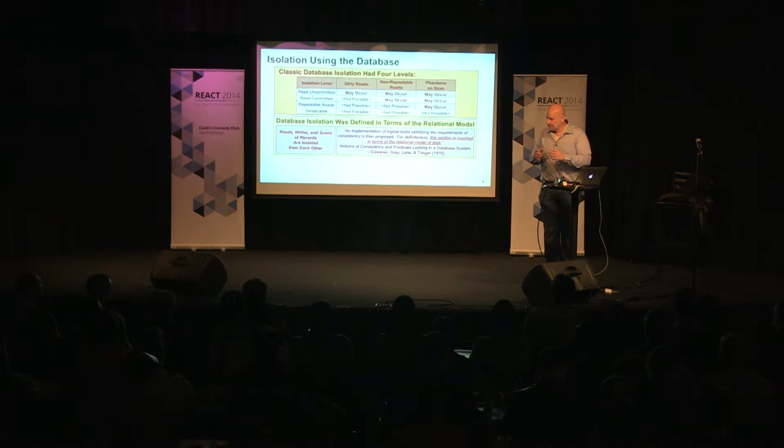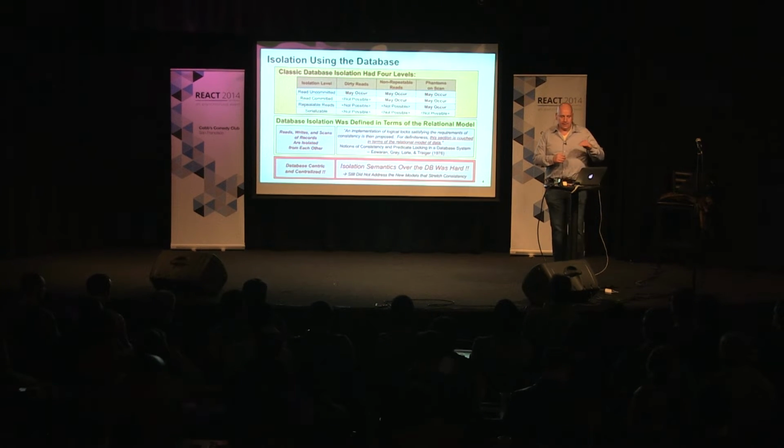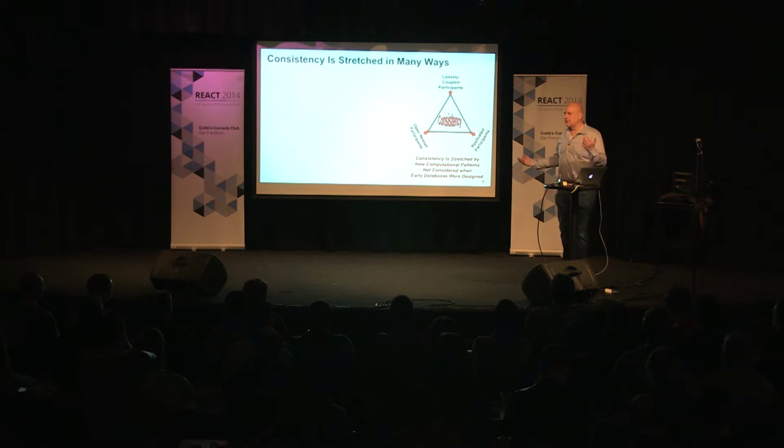Does that make sense to everybody? And so we're going to talk about those assumptions being not quite what we do moving forward. So database-centric and centralized. Isolation semantics over database was really hard. I know these guys, or knew them, right? And they're brilliant, or were brilliant, and so they still did not address the new models that stretch consistency. How the hell is consistency being stretched? Well, it's being stretched in a bunch of different ways by new computational patterns that weren't even thought of back in the day when my predecessors were defining this brilliant work.